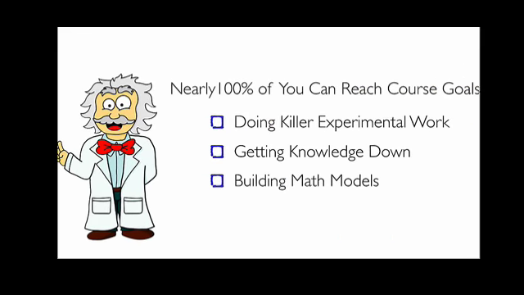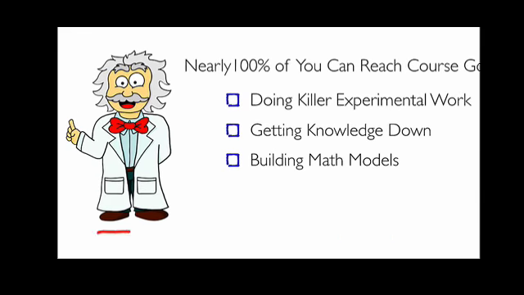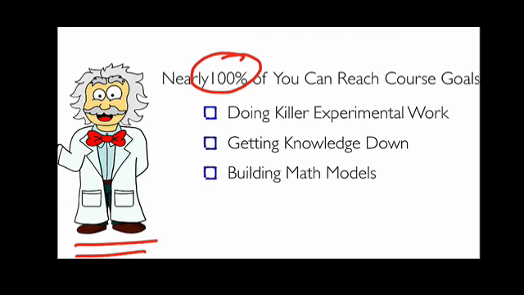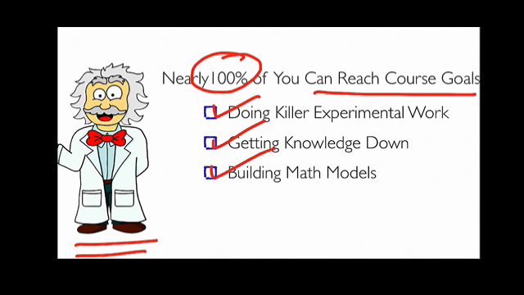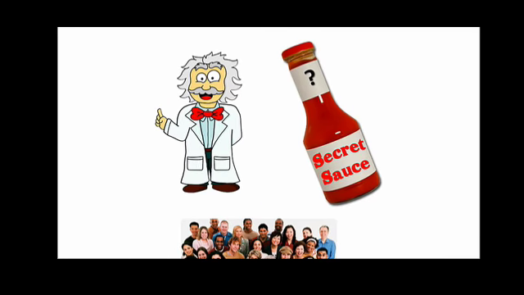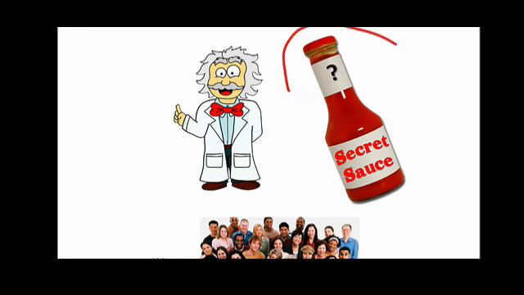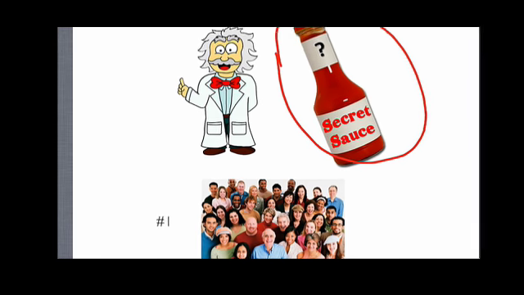Now some more professor talk. Virtually 100% of you can reach course goals if you choose to. And the course goals, again, are doing killer experimental work, getting technical knowledge down, and building math models, and doing this in a real simple, easy way. And you might be going, that sounds ludicrous, but actually it's not. There's a secret sauce. And the number one ingredient of the secret sauce is believing in people. And in particular, other people have gone before you and done engineering and figured out how to do it in simple, easy ways that work and that are fun.